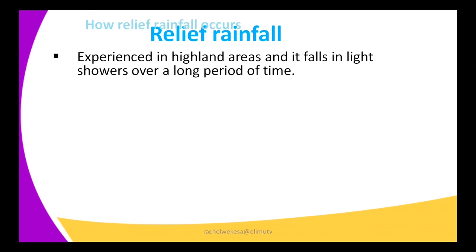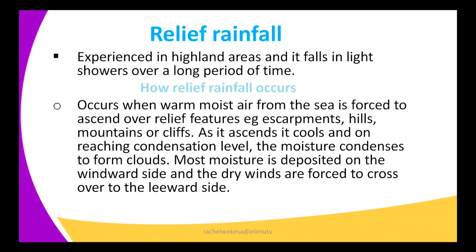I will begin with relief rainfall. So relief rainfall is experienced in highland areas and it falls in light showers over long periods of time. So relief comes from the word relief, mountainous places with high hills, valleys, and mountains. So relief occurs when warm, moist air from the sea is forced to ascend over relief features, e.g. an escarpment, hill, mountain, or a cliff.